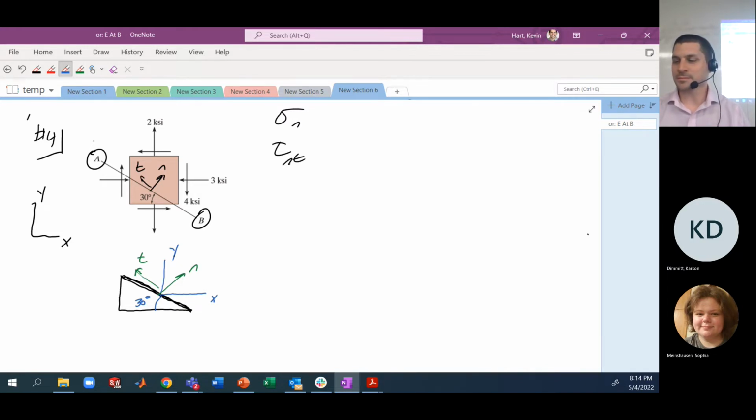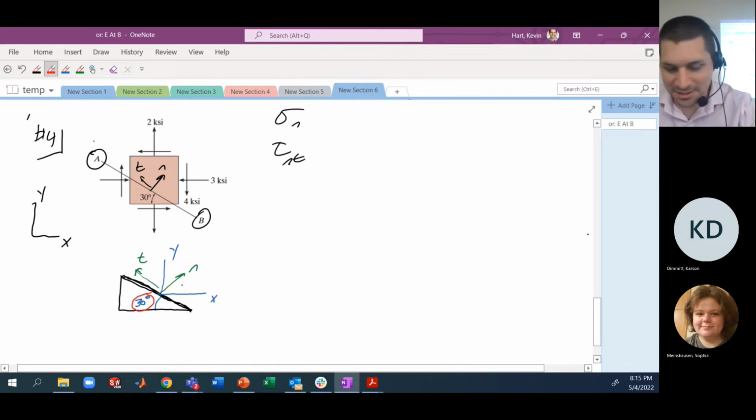Good. All right. So then the question is, what's the angle required to go from XY to NT? Is it 30 or is it 60? Who says 30? Raise your hand. Who says 60? Raise your hand. Okay, 60s have it. If I convince you that this 30 degrees is the same as this angle, and that this must be 90 degrees, then this has to be 60. Okay with that? It's probably the easiest way to see it.